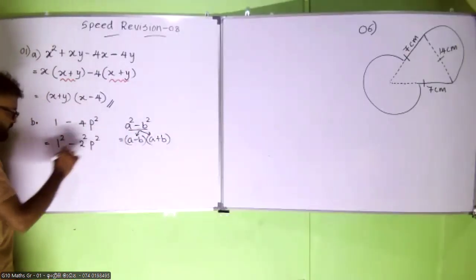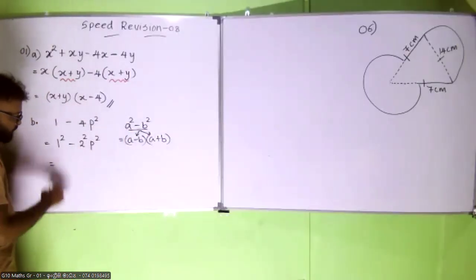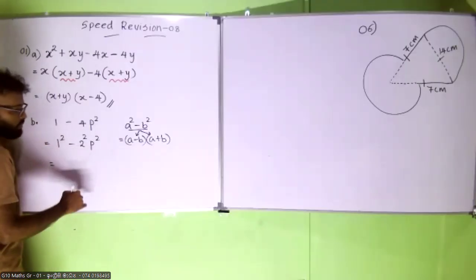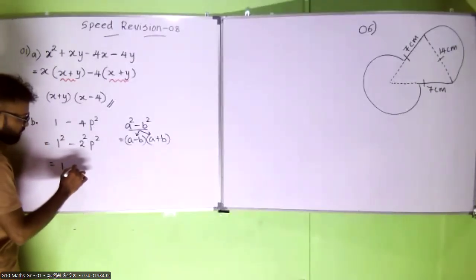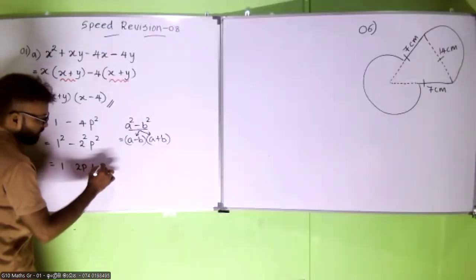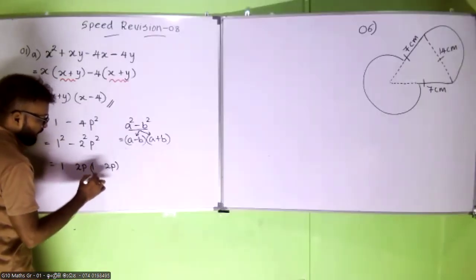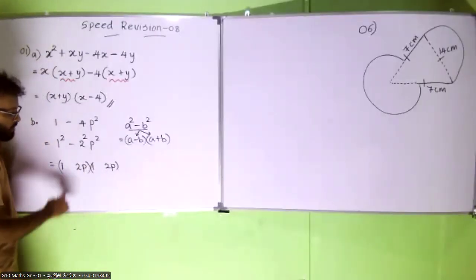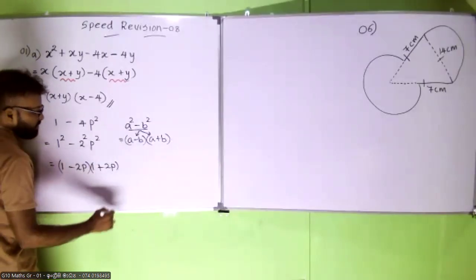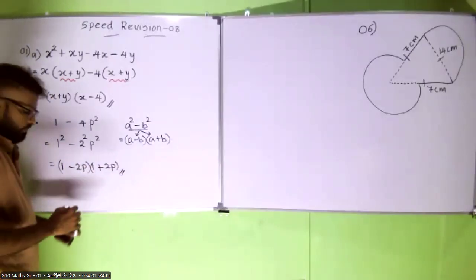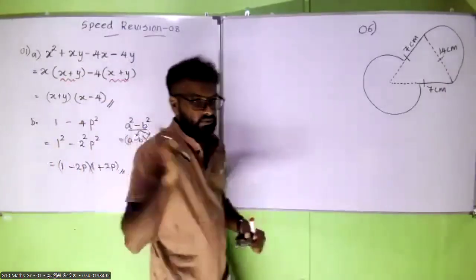So same thing I am going to apply here. This is my a, this term is my b. So 1, 2p, 1, 2p, bracket. This is minus, this is plus. Done. Correct? So that's it.